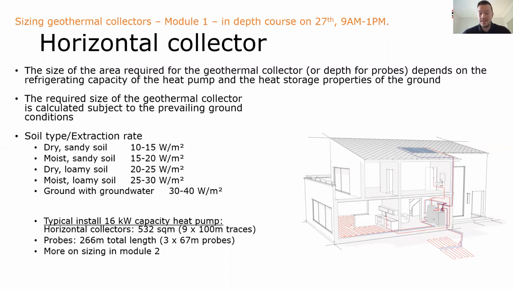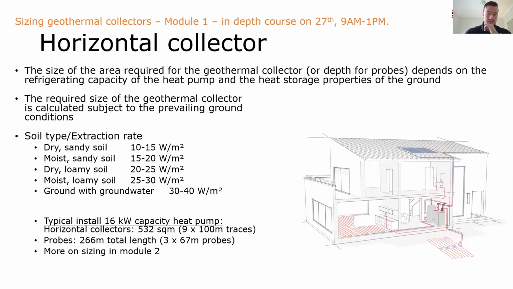And ideally, there's some groundwater or something involved, because that will increase the extraction rate. The more heat we can actually extract from the ground, the less collector material we will need. That's what it boils down to. Ground with groundwater is about as good as it gets, and that would mean 30 to 40 watts per square meter of horizontal collector area. So you see that dramatically decreases the total collector size compared to a dry sandy soil. It's probably 3 to 4 times the area size needed.